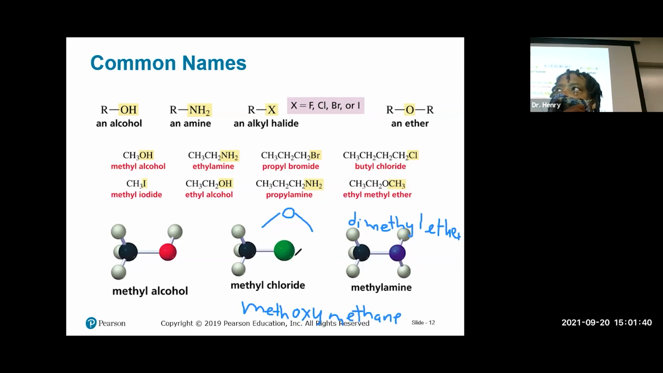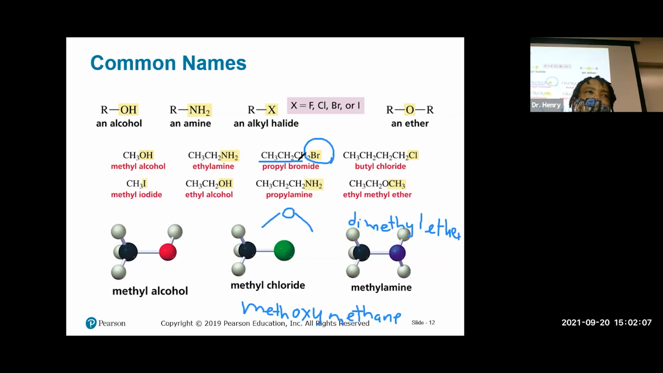Okay, so the next one is the alkyl halides. In this case, we just put the carbon chain, and then we put, in this case, bromide. So it's a 3-carbon chain, propyl bromide. Simple? Okay. That's, again, the common name.